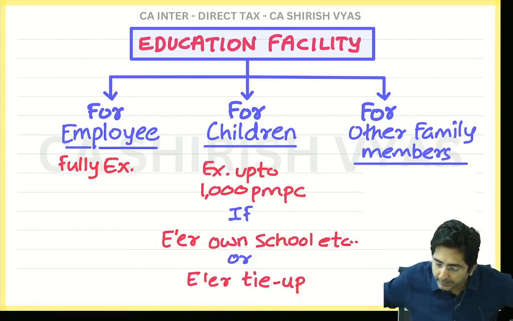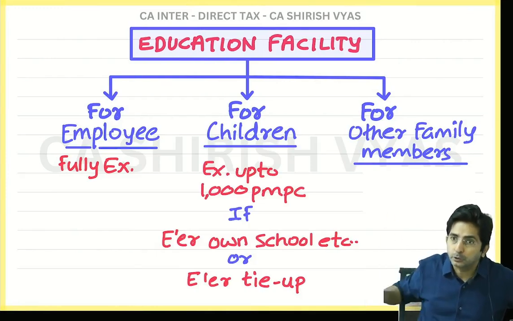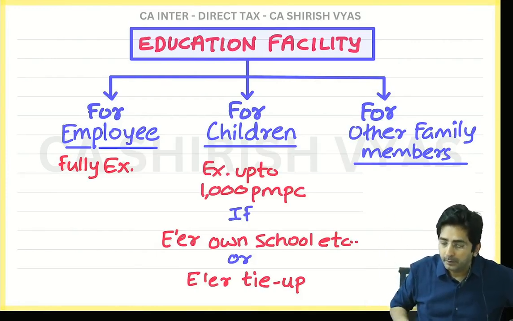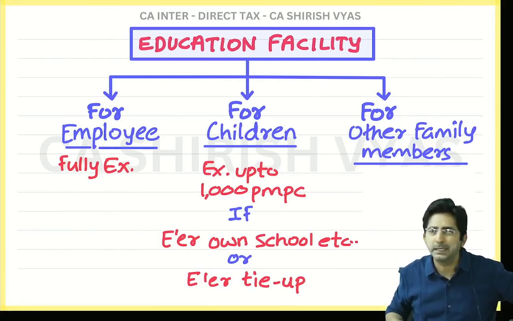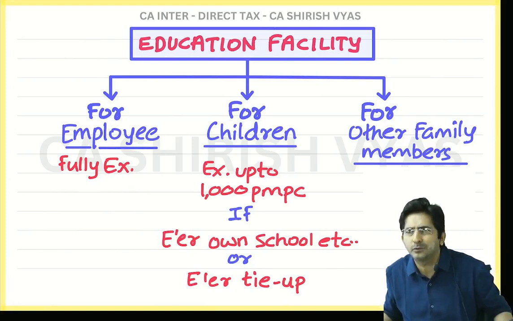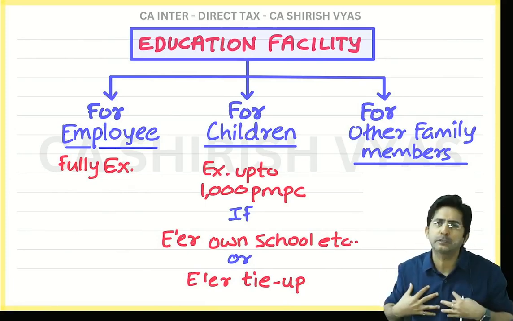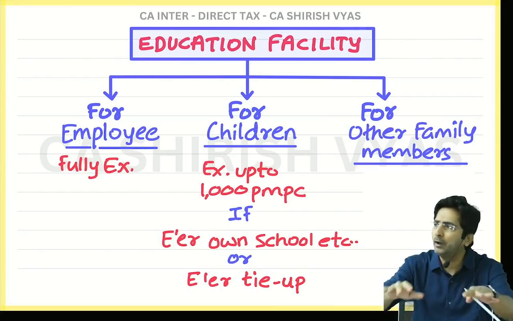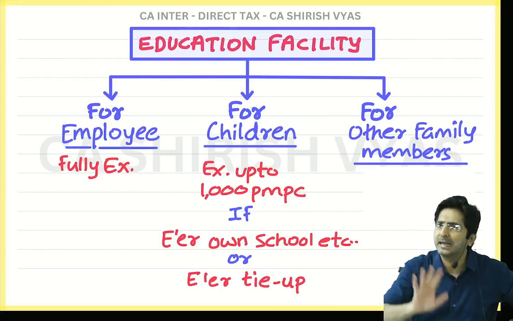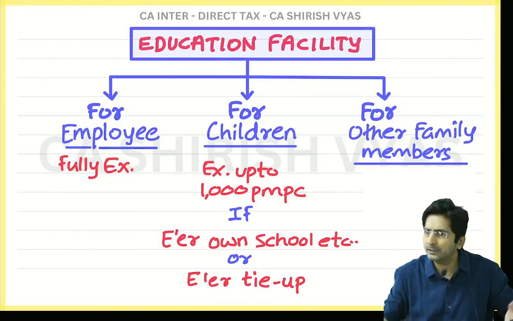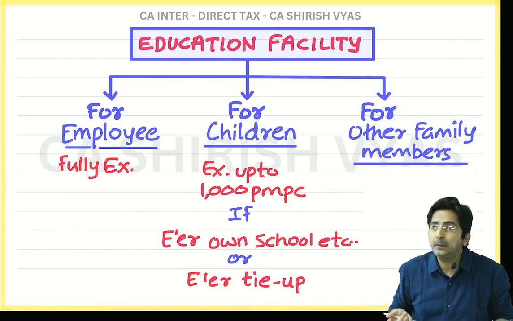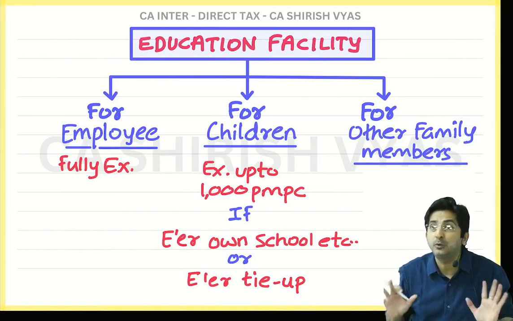So see what I have written, read. Exempt up to 1000 per month per child if the employer owns the school, etc. It means school, college, institute. It can be a coaching class also. Like, in Mumbai I have my own coaching class. If my employees' children are given a free CA Inter class, free CA Foundation class, free BCom classes, that is also the same. See, school doesn't mean literally school. It can be school, college, coaching class, education institution.